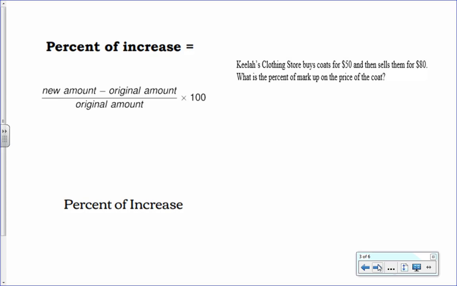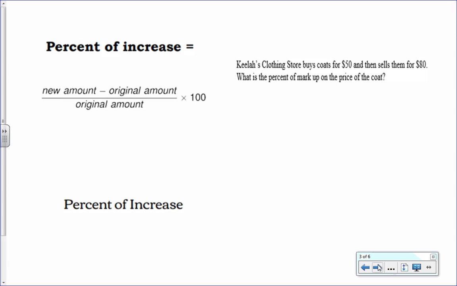First, we're going to have percent of increase. In order to do this, we do the new amount minus the original amount, over the original amount, and multiply by 100, and that will give us our percent. So our example, which you're going to pause the video and copy down now, is: Keela's clothing store buys coats for $50 and then sells them for $80. What is the percent of markup on the price of a coat?